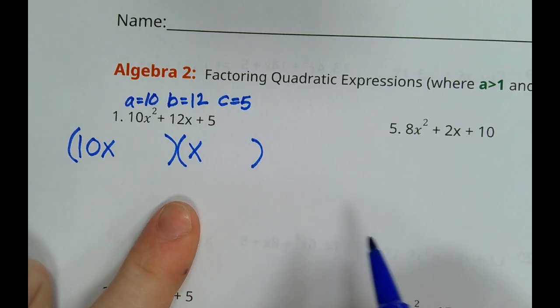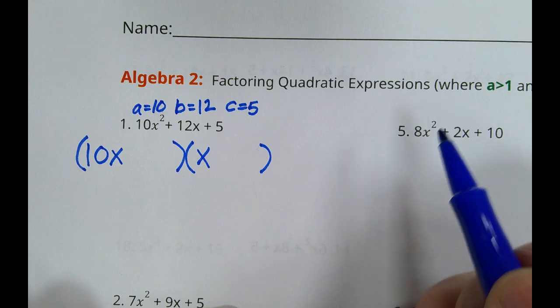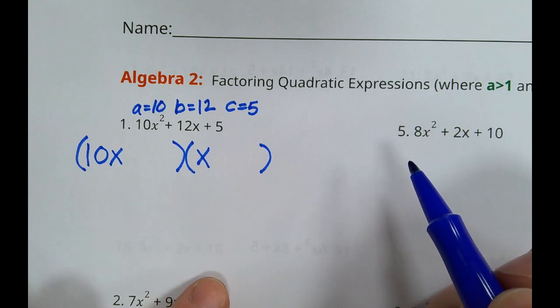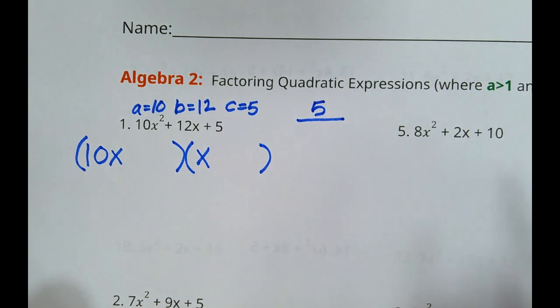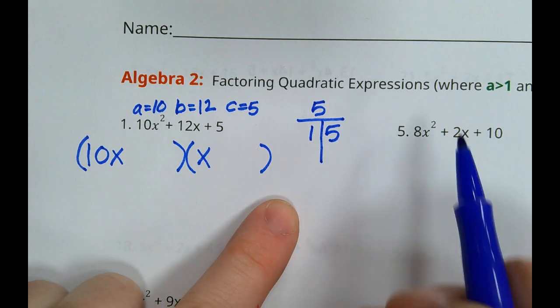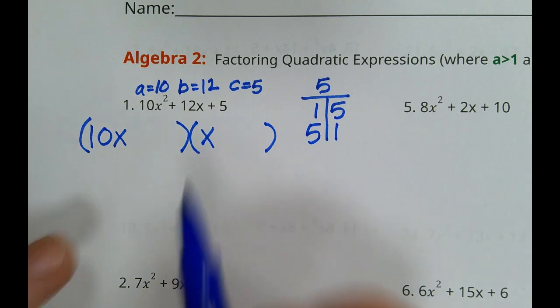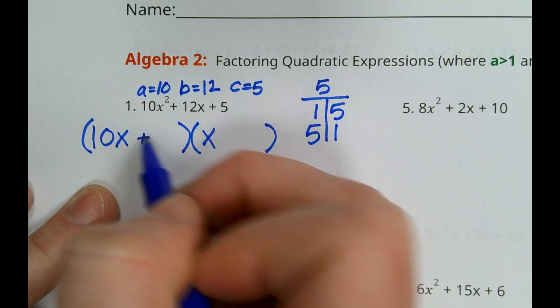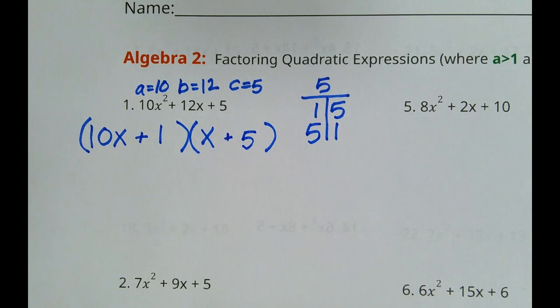Okay. So here's what we're probably going to have our answer looking like. What should we be checking now? Factors of C, or 5. Let's see what they are. 1 and 5, or 5 and 1. So we've got some options here that we need to try. Let's try 10x plus 1 and x plus 5 and see if that works.